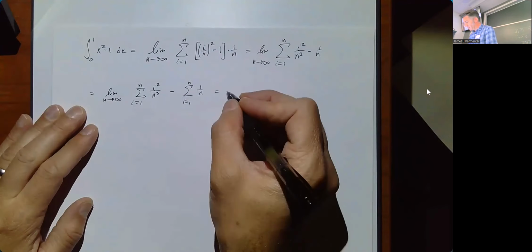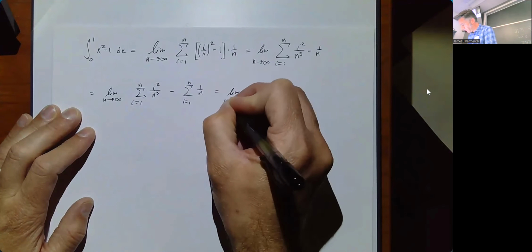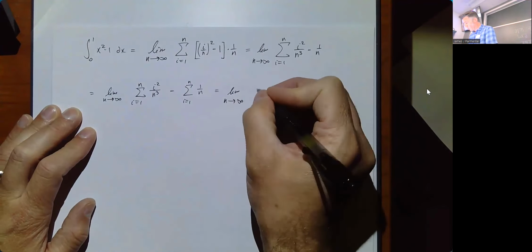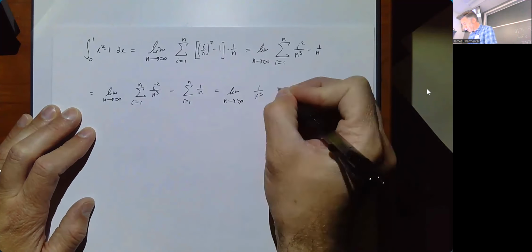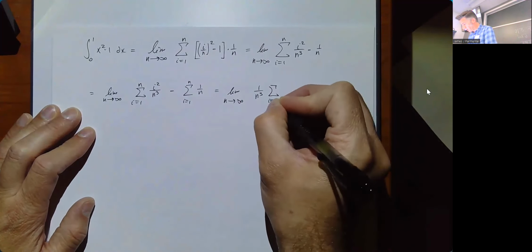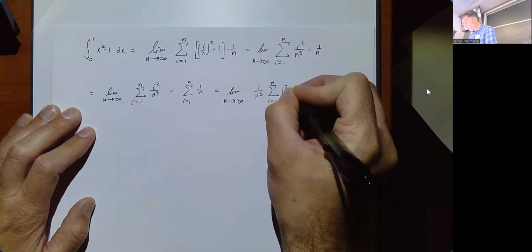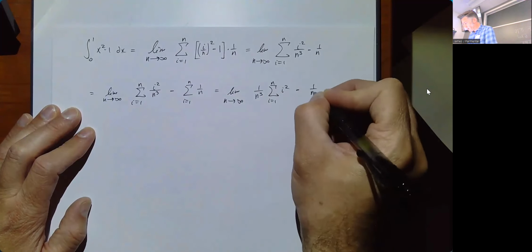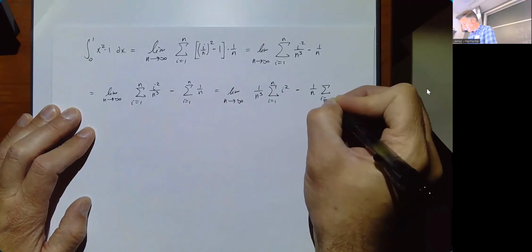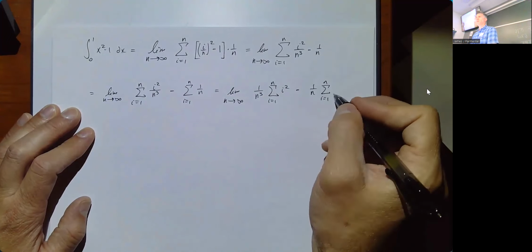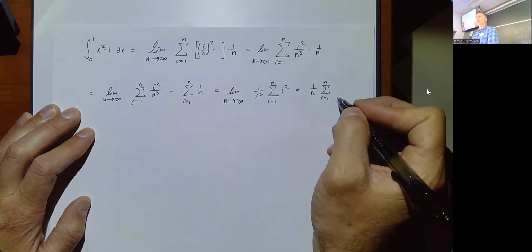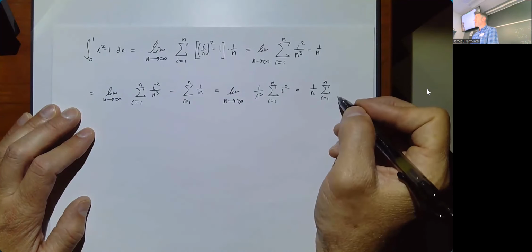So then what we're going to do is we say this is equal to the limit as n goes to infinity of, I'm going to write this as 1 over n cubed times the sum from i equals 1 to n of i squared, minus 1 over n times the sum from i equals 1 to n of what's left here if I factor out a 1 over n? Or divide out a 1 over n.